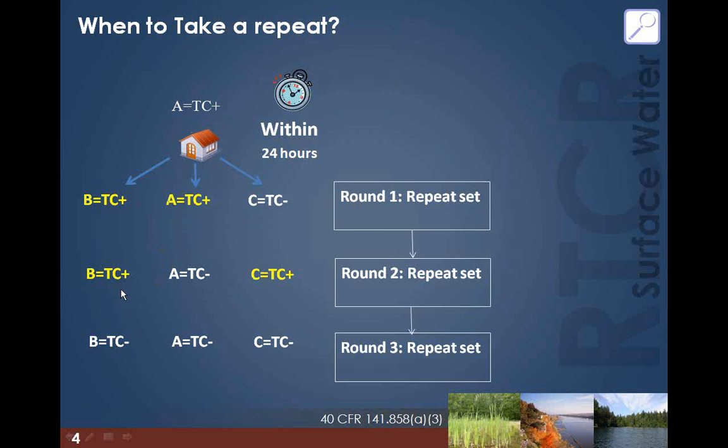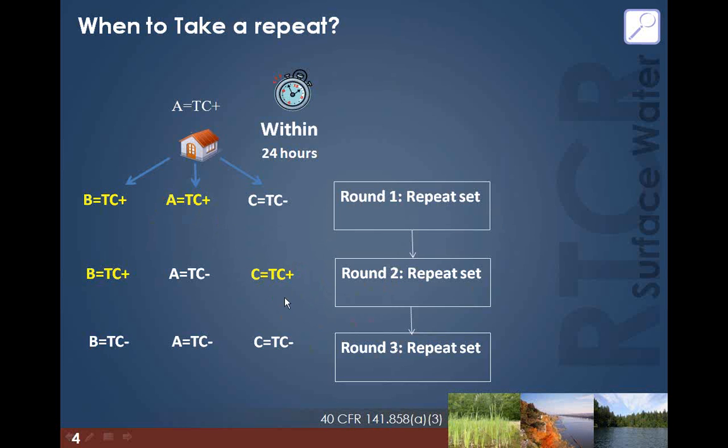So the next set came back positive for 2, Site B and Site C. So they now have to do an additional set, round 3. And at this point, it was negative. Now, if this was a small system collecting less than 40 samples, their trigger for a level 1 assessment would have occurred at this round 1. So then they wouldn't have a need to do round 2 and round 3.